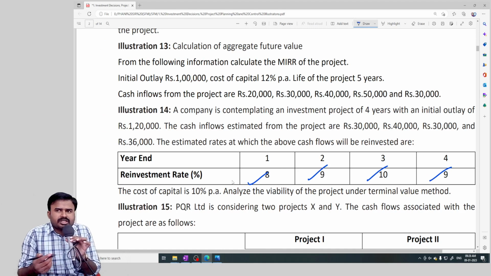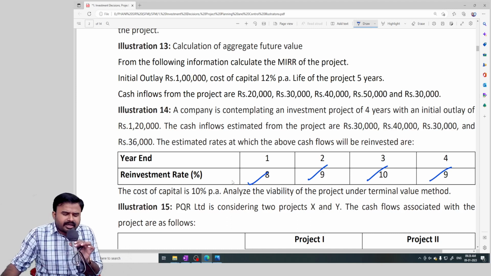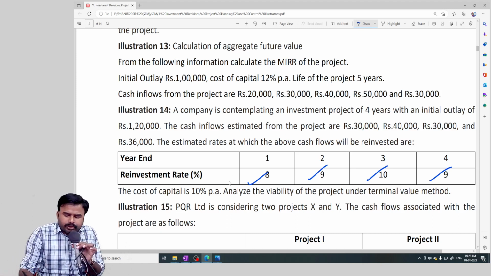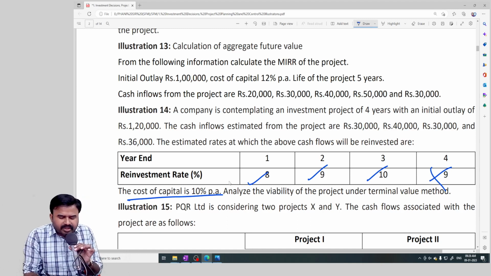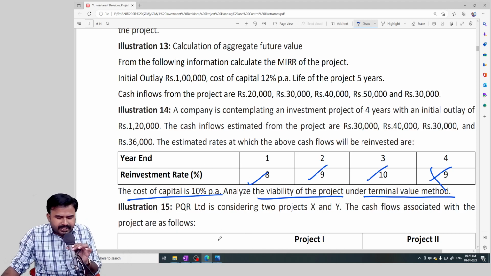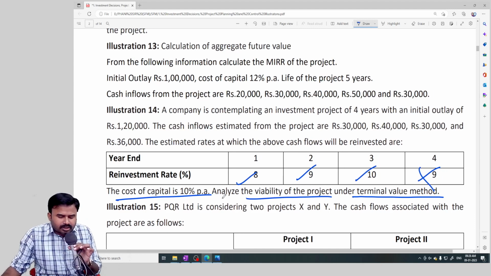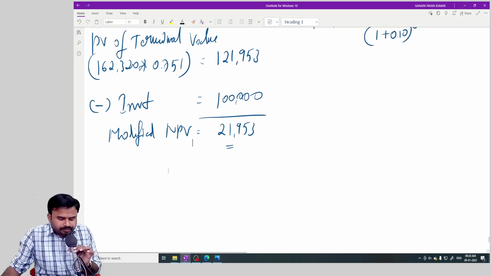Actually, you don't need to reinvest your fourth year ending inflow. But that's a rate. We don't use it actually. The cost of capital is 10% per annum. Analyze the viability of the project under terminal value method. Are you getting? Yes. So let me do it.